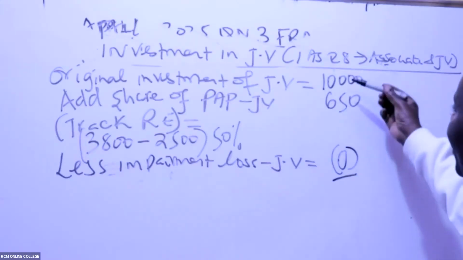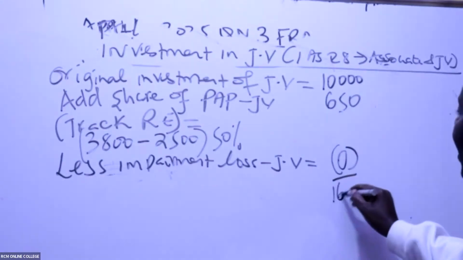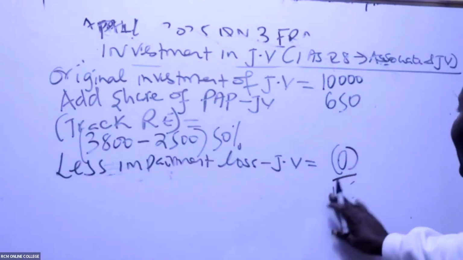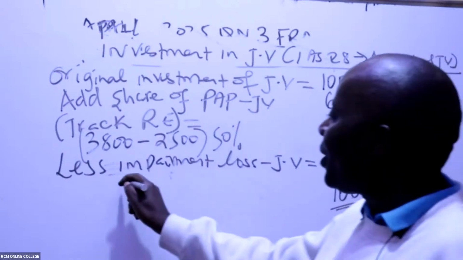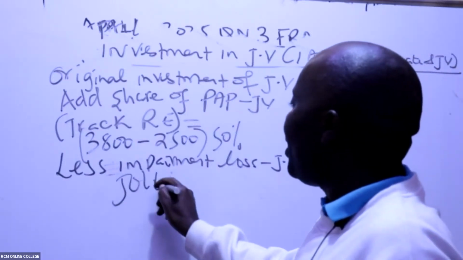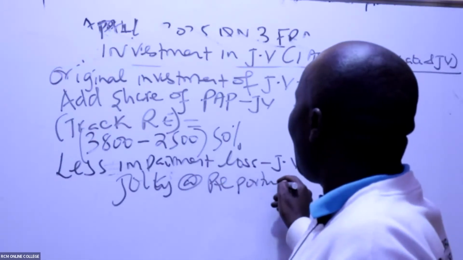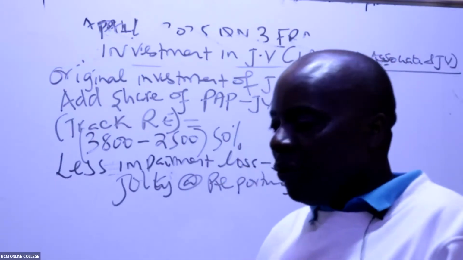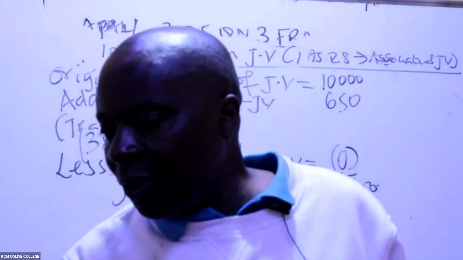So is there somebody, 10,000 plus this 650? This gives us 10,650. So this is GJL at reporting date. So this is what we shall take to our statement of financial position. So our statement of financial position, ladies and gentlemen.